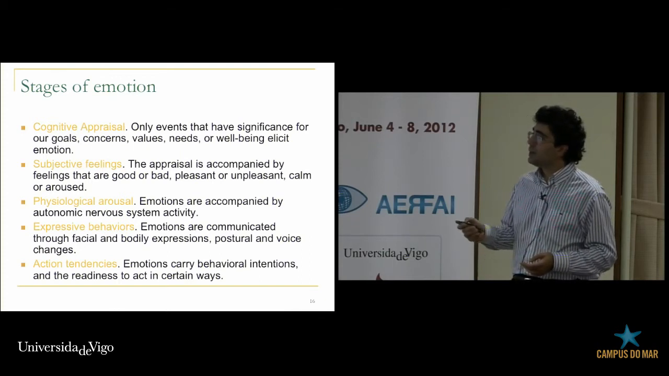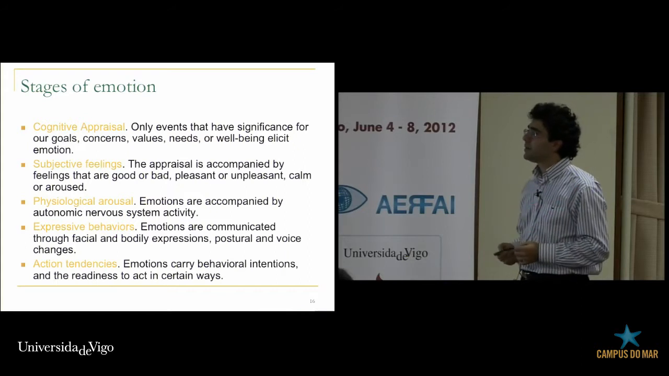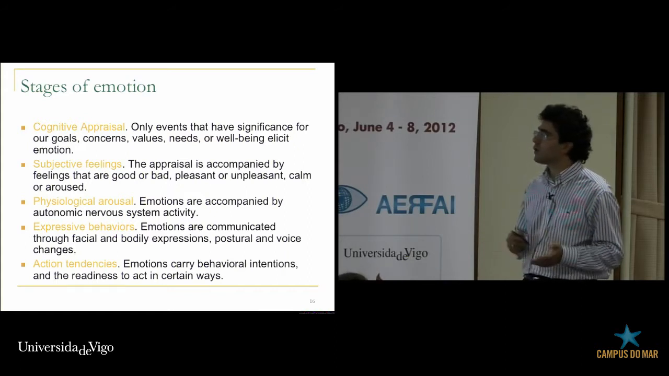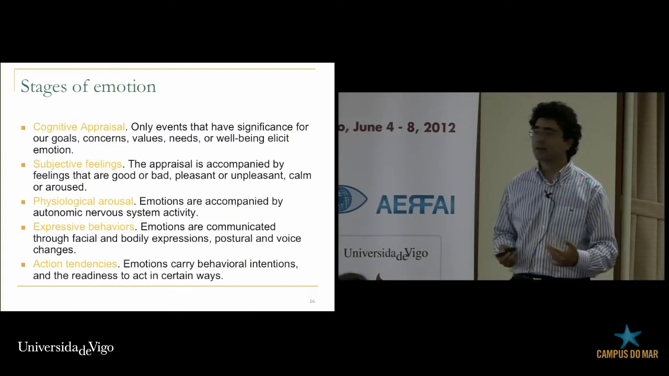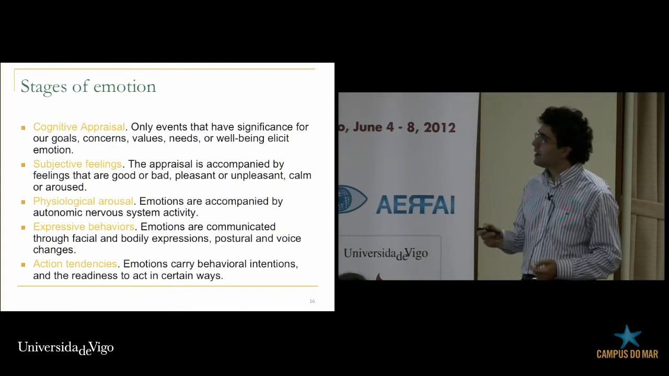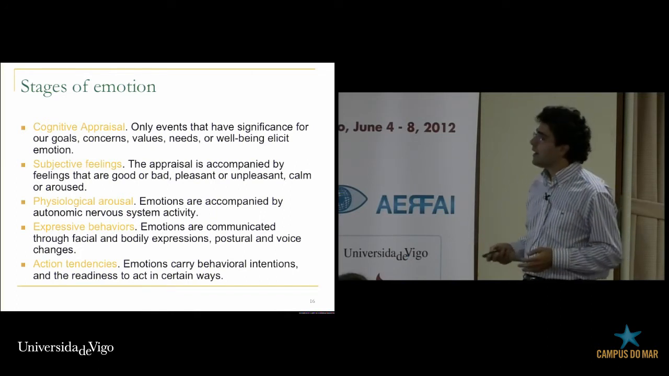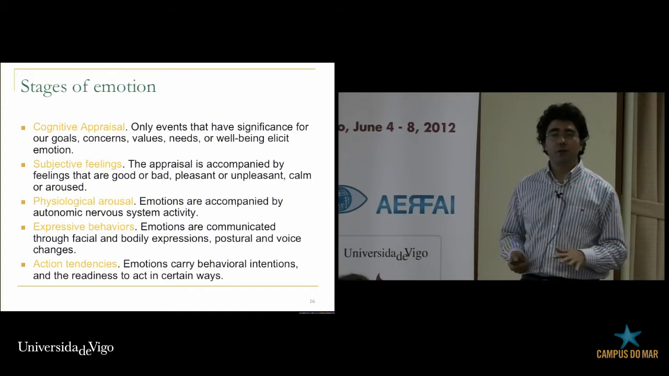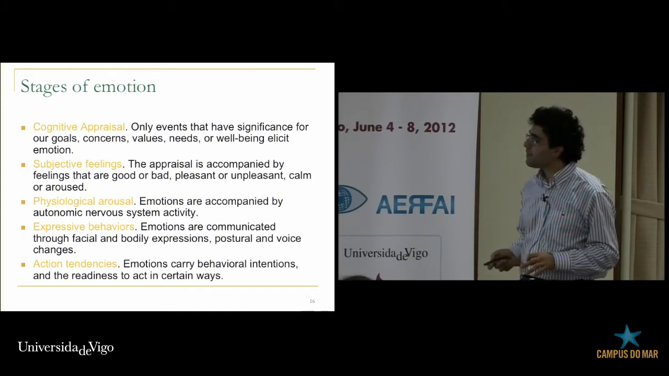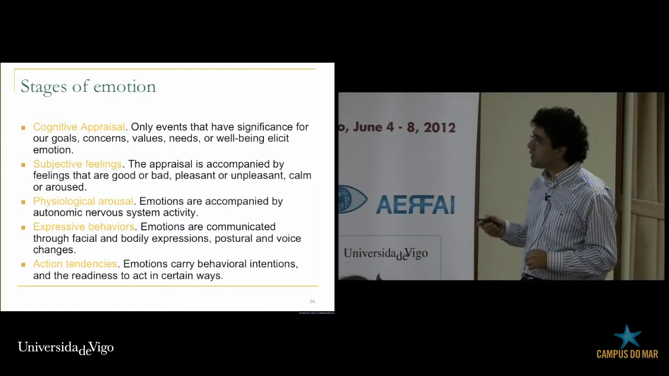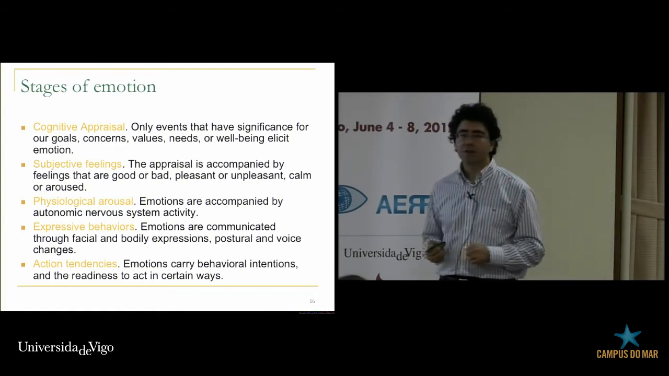Cognitive appraisal is the first stage. Events that have significance for our goals, concerns, values, they elicit emotion. But then we have subjective feelings about what's going on around us. And the appraisal is accompanied by those subjective feelings. Then there is some physiological arousal. Emotions are accompanied by autonomic nervous system activity.